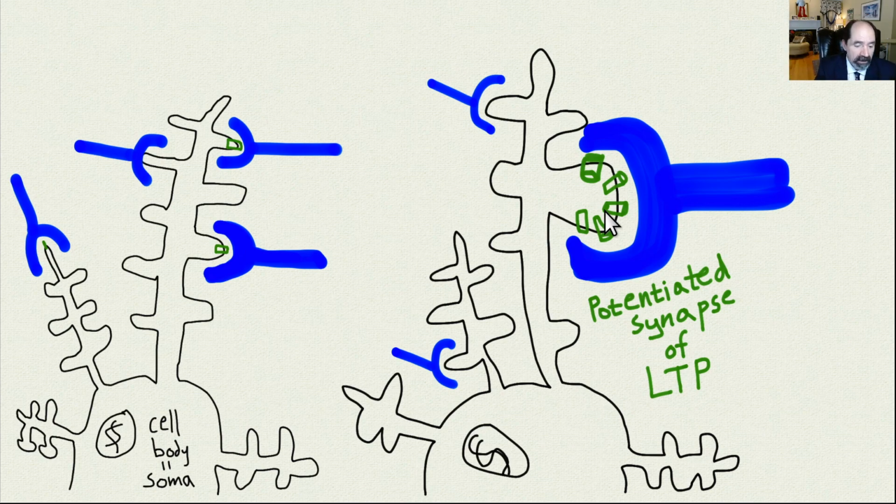So I want to make a point that modifications of a synapse, synaptic plasticity under normal conditions, is a good thing typically.